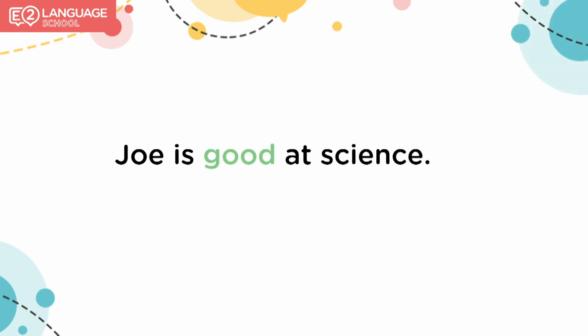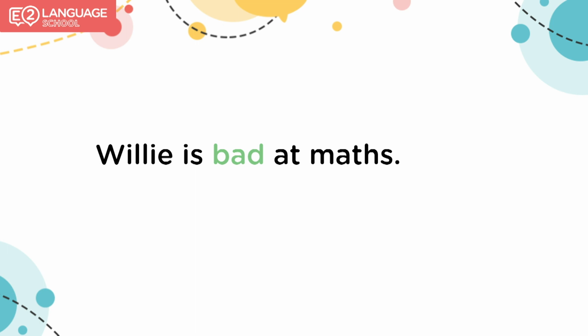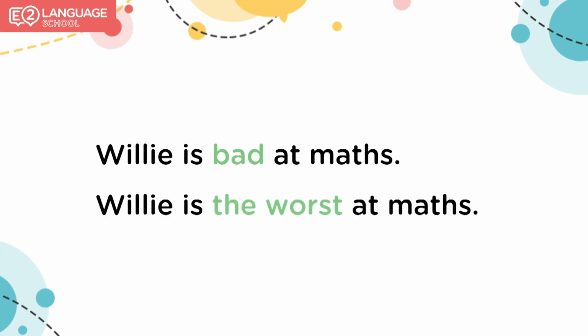For example, Joe is good at science. Joe is the best at science. Willie is bad at maths. Willie is the worst at maths.